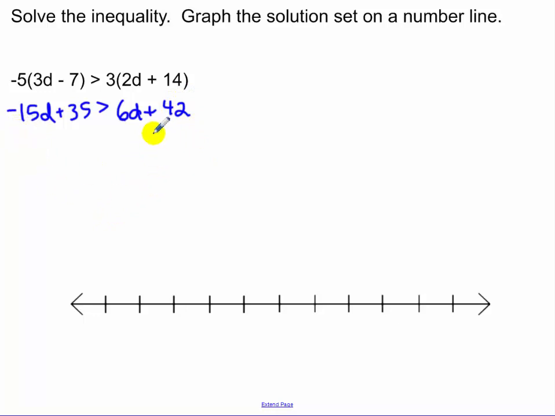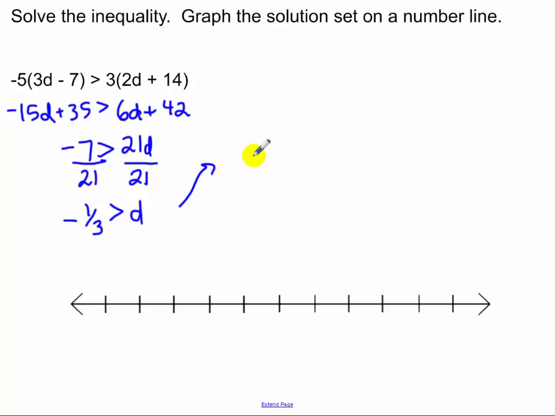Now I'm going to add the 15d to both sides so that my coefficient in front of my variable isn't negative. So if I add 15d to both sides, we get 21d. If I subtract 42 from both sides, we get a negative 7. Now divide by 21. Now be careful here. A lot of you guys are going to say that's negative 3. It's negative 1/3.